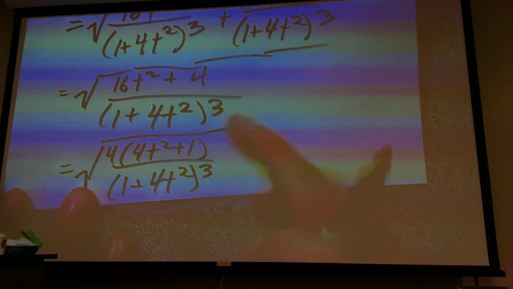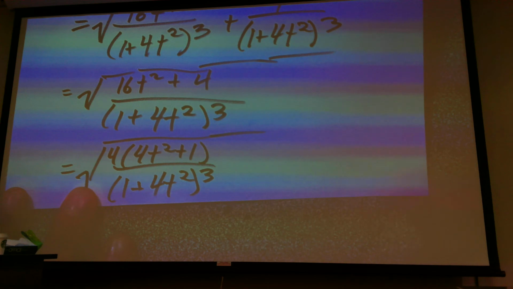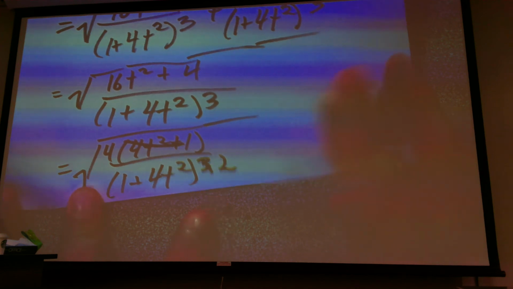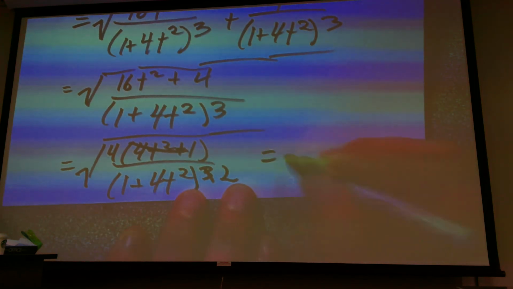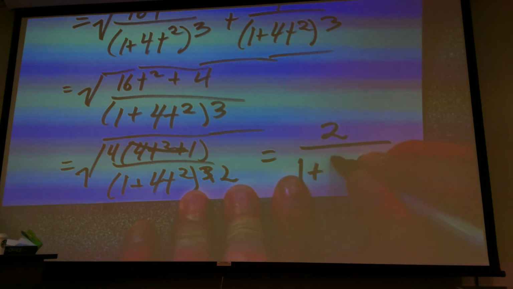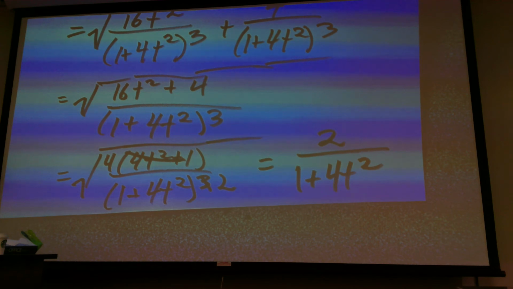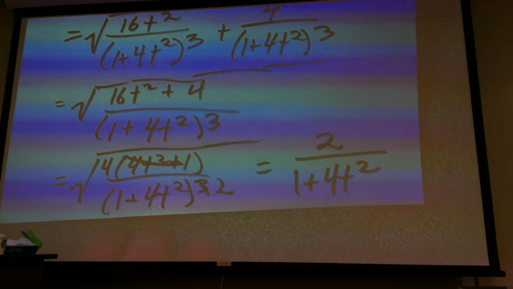Okay, so that 1 plus 4t squared right there, and the cubed root right there, that'll cancel out, that'll turn that into a 2, okay? And so this thing is going to equal, now 2 divided by 1 plus 4t squared. All right, so now we have to calculate N of t. And so, y'all might have to slow this video down and watch it on YouTube.